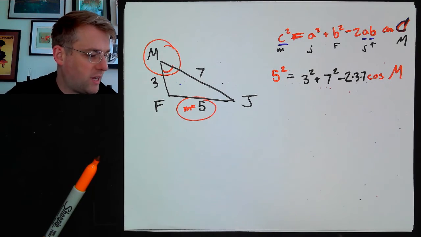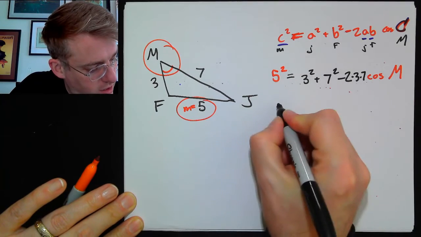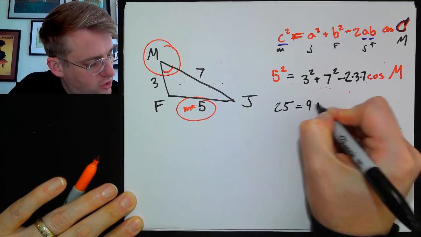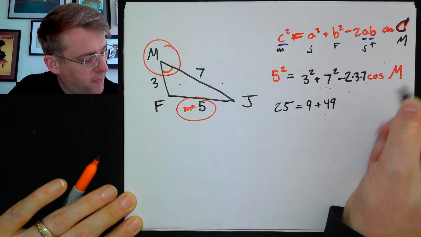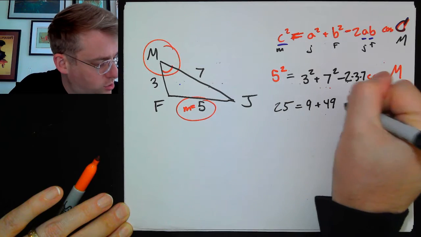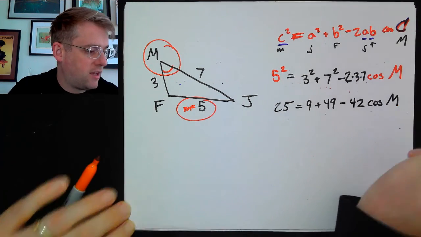I'm going to do some of this without a calculator because this is a lot to type in. Let's see what we can do. 5 squared is 25. 3 squared is 9. 7 squared is 49. 2 times 3 is 6. 6 times 7 is 42. So we've got minus 42 cosine of m.